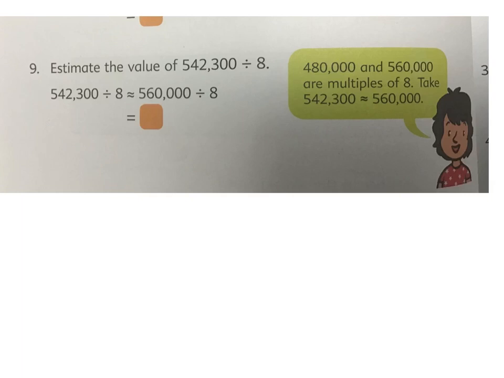Now, when I look at this big number, I need to estimate the value of 542,300 divided by 8. Now, 540,054, is that a multiple, or is 8 a multiple of 54? No, but I know that 8 is a multiple of 56, or a factor of 56. So let's round this number to 560,000 divided by 8. Well, I know that 8 goes into 56 7 times. So that's going to really help out.